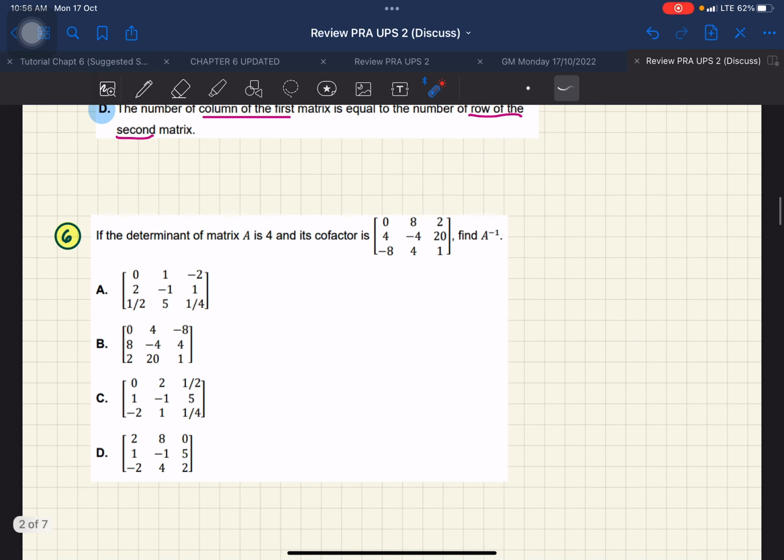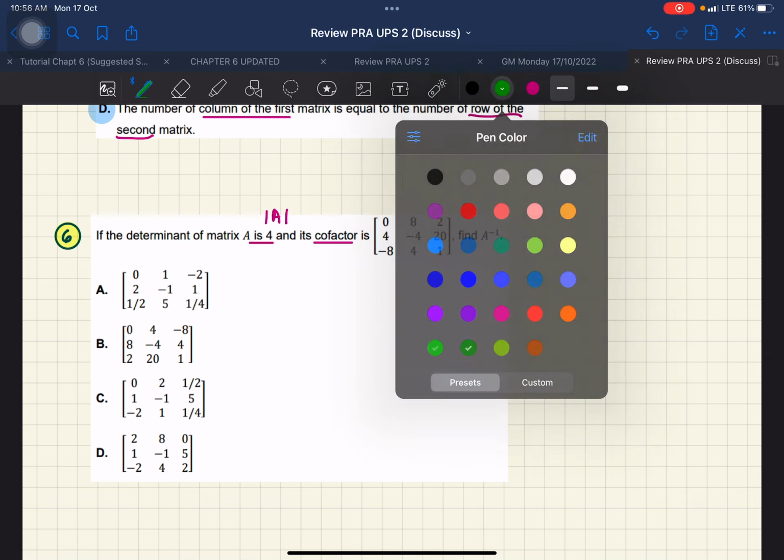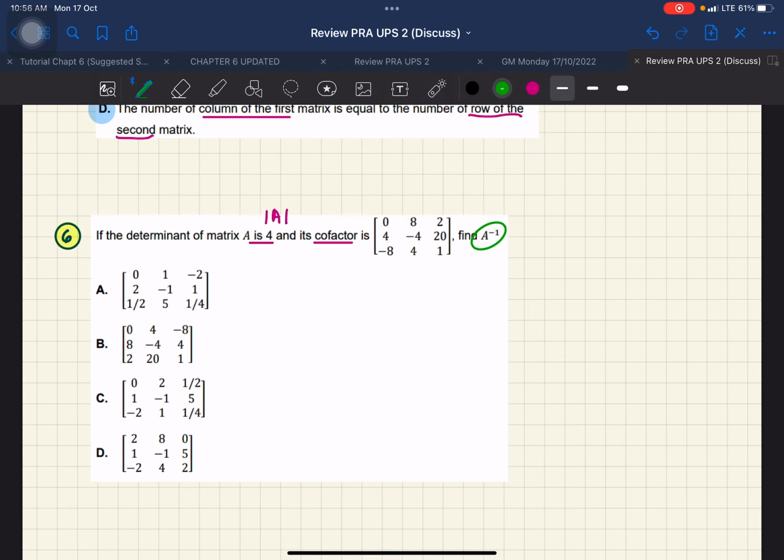So number 6 dia cakap, if the determinant of matrix A is 4, so we have determinant equals to 4. This is this one. Okay, and its cofactor is given. So, dia minta kita find A inverse. So, you need to find A inverse.